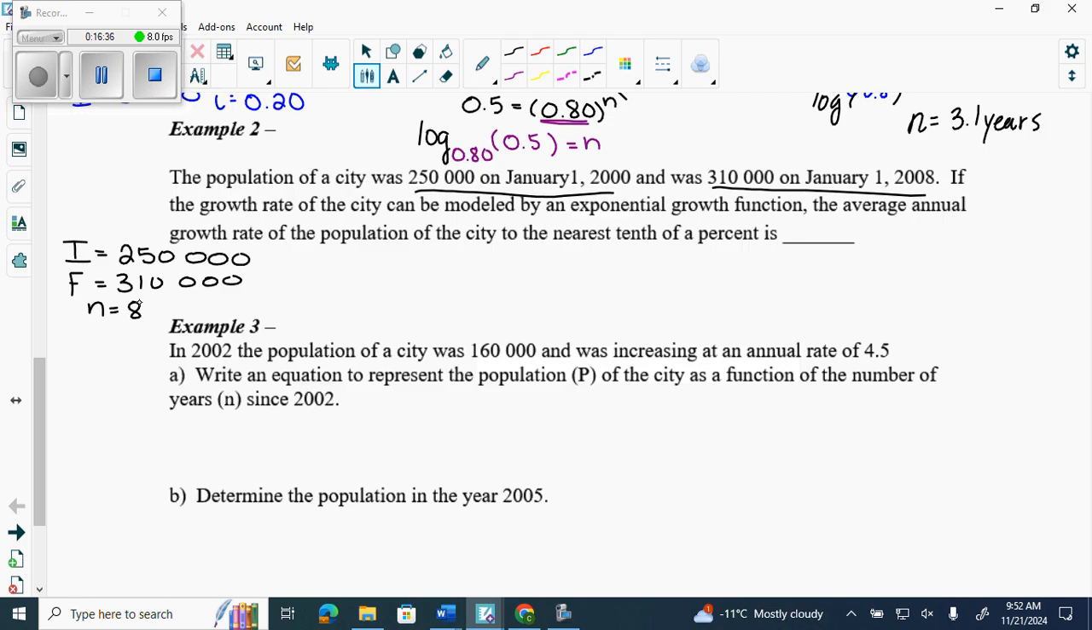Good tech. All right. N equals 8. We agree? Okay.